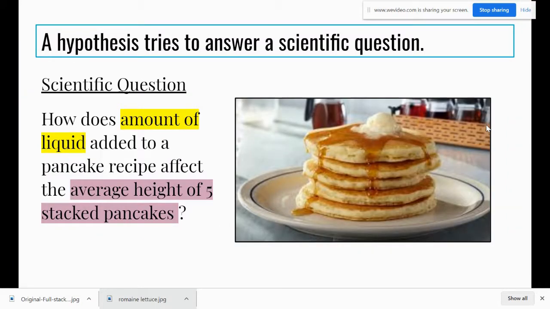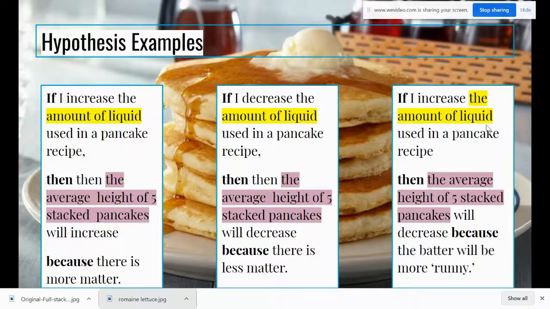Scientific question: how does the amount of liquid added to a pancake recipe affect the average height of 5 stacked pancakes? Well, that's a fun experiment to do. Right? So I could think if I increase the amount of liquid used in a pancake recipe, then the average height of 5 stacked pancakes will increase because there's more matter.